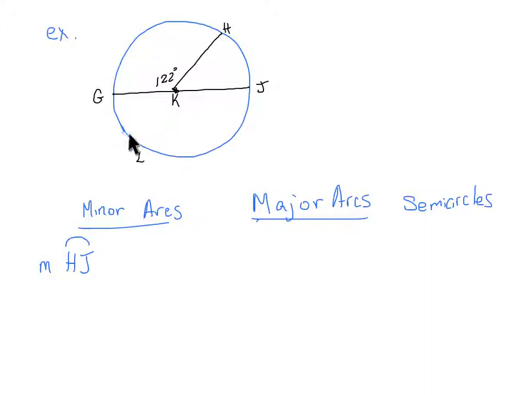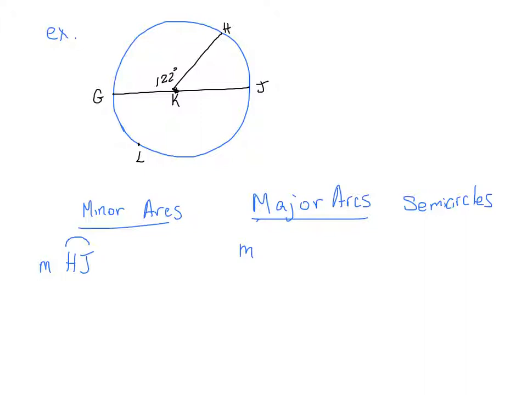So the other side of HJ, instead of HJ, it's over on the other side. So we actually have to throw in an extra letter to make sure that whoever is reading our work knows that we're not referring to HJ, but we're referring to what goes around in the other direction. So we can say HGJ, or we can say HLJ. It doesn't matter which one we choose, it's fine either way.